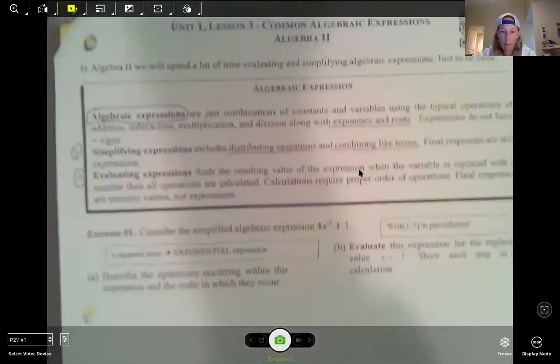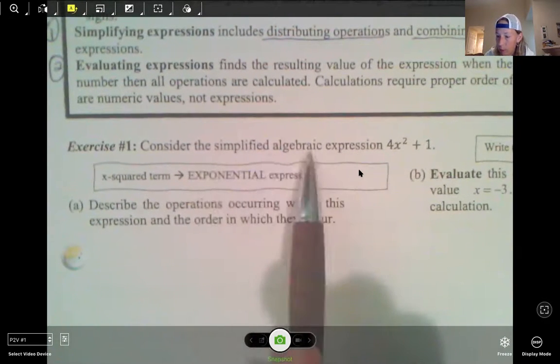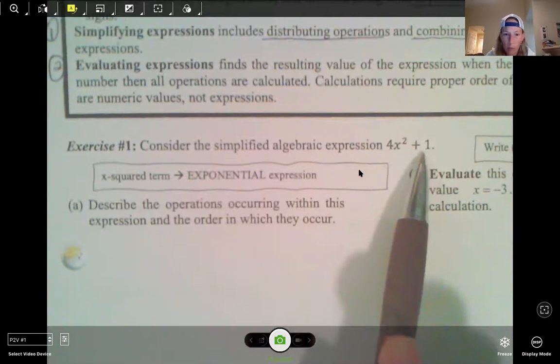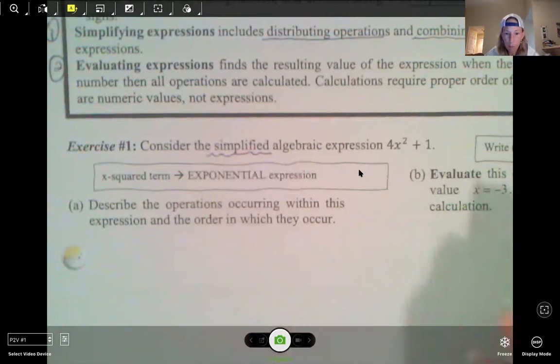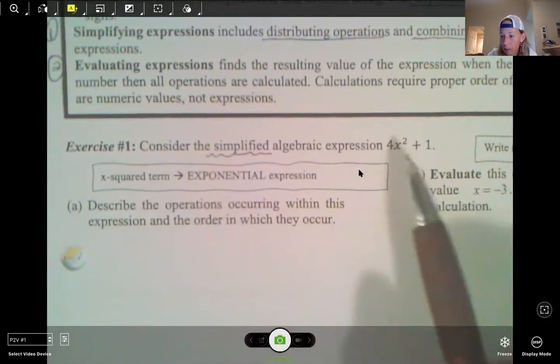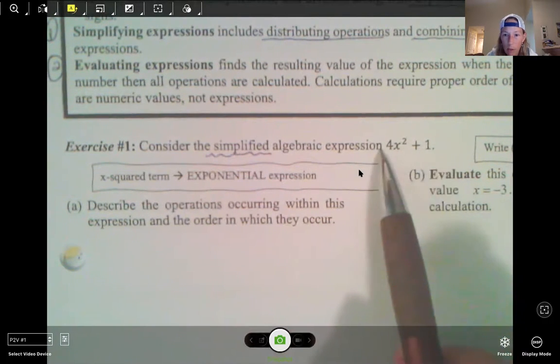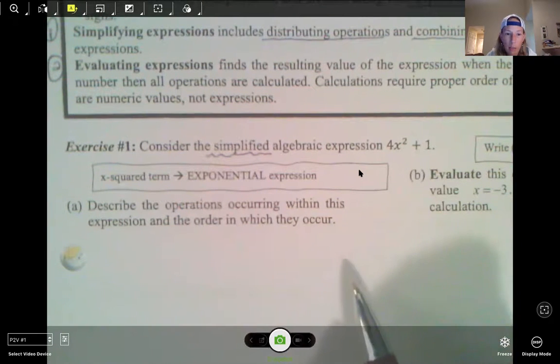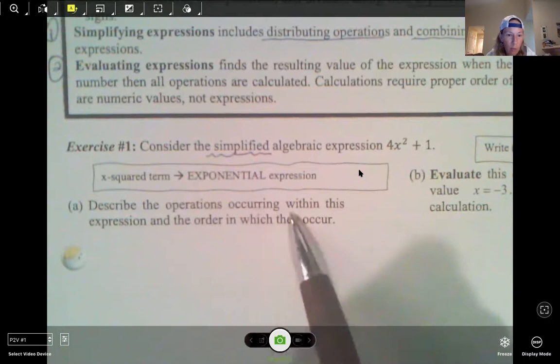So I'm going to zoom in here and look at the first exercise. It says, consider the simplified algebraic expression 4x squared plus 1. One nice part about this is they already tell us it's simplified, so we don't have to do anything to make it simpler. And hopefully we recognize that because this is an x squared term and this is just a number, these are not like terms and can't be combined. It says describe the operations occurring within this expression and the order with which they occur.